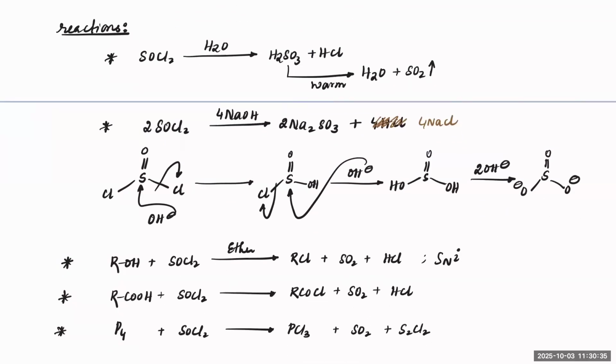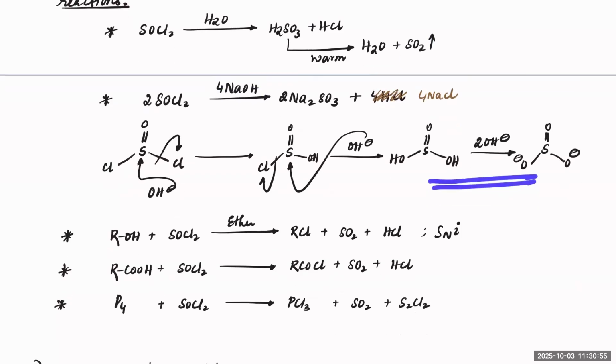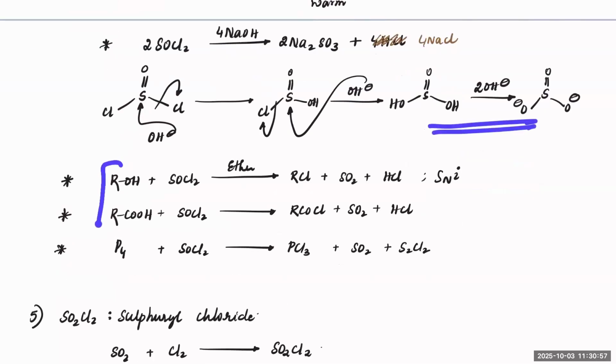SOCl2 will also react with NaOH. You can think of it this way: SOCl2 is converting into HCl and SO2, and SO2 can react with NaOH and convert into Na2SO3. So this is the reaction that will take place, and these are all the standard reactions which we know. SOCl2 can react with alcohols and acids to replace the OH groups with chlorides.